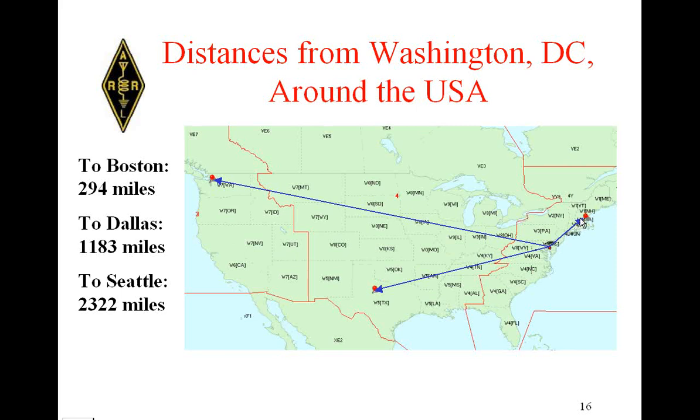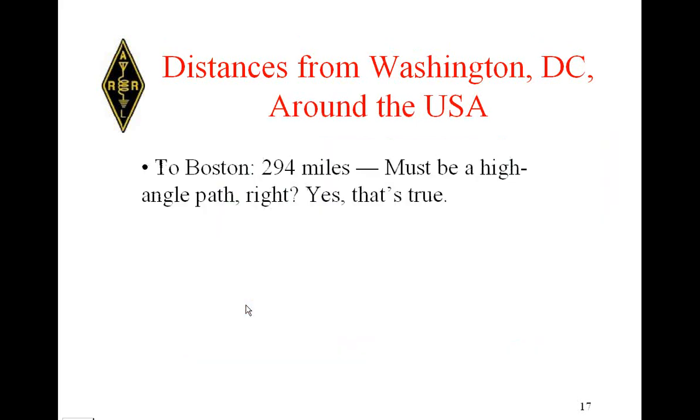It's almost 300 miles, about 294, from Washington, D.C. to Boston. The path to Texas is in the opposite direction from Boston, and it's almost 1,200 miles, 1,183 miles from Washington, D.C. to Dallas. Then there's a longer distance path from Washington, D.C. to Seattle, and that's 2,300 miles. So we've got roughly 300, 1,200, and 2,300 miles as the distances we're looking at for these 3 particular receiving QTHs.